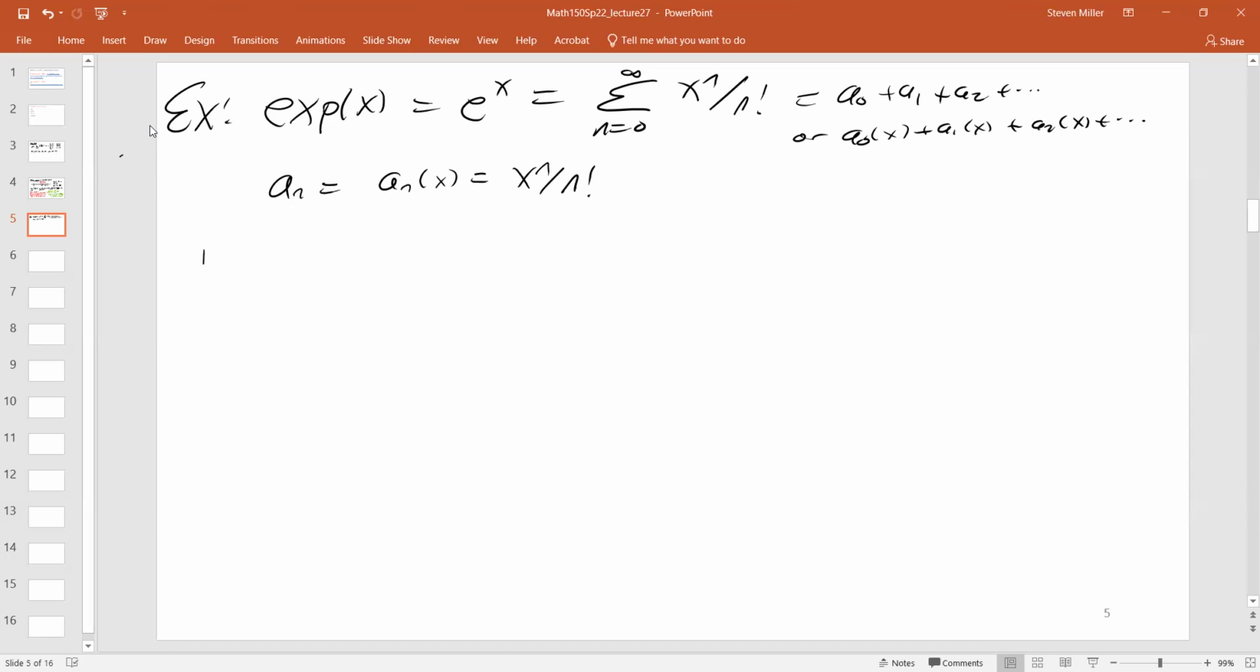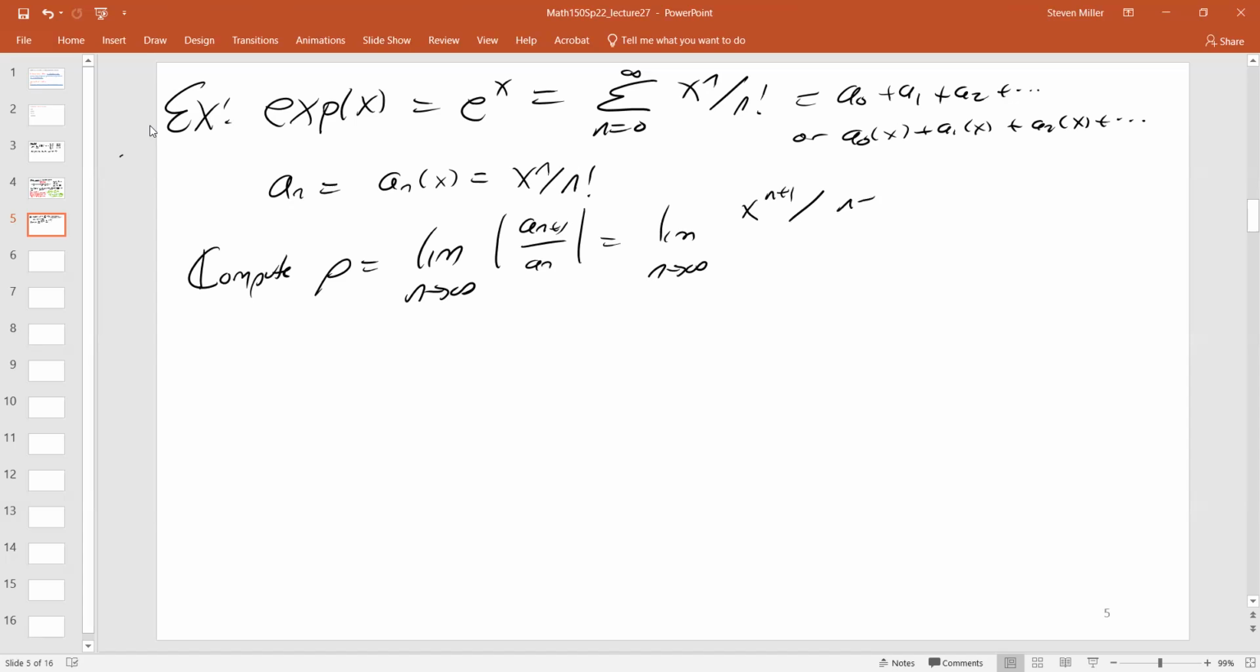So let's compute rho, which is the limit as n goes to infinity of an plus 1 over an, which is the limit as n goes to infinity of x to the n plus 1 over n plus 1 factorial divided by x to the n over n factorial. All right, so how would I simplify that out? How would you simplify the x part?